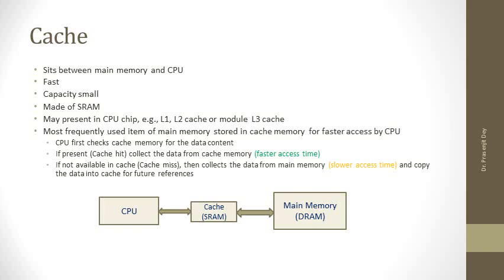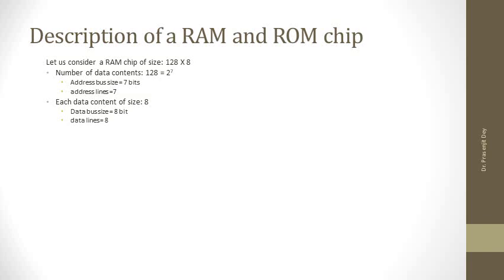In this case of cache miss, the access time is obviously slower. In this slide, we are going to describe a RAM chip and a ROM chip. So for that purpose, let us consider a RAM chip of size 128 cross 8. That means there exist 128 memory locations in the RAM chip, and as 128 equals 2 to the power 7, there will be 7 address lines, or the address bus size will be 7 bits.